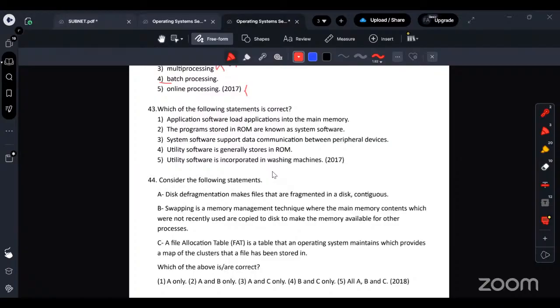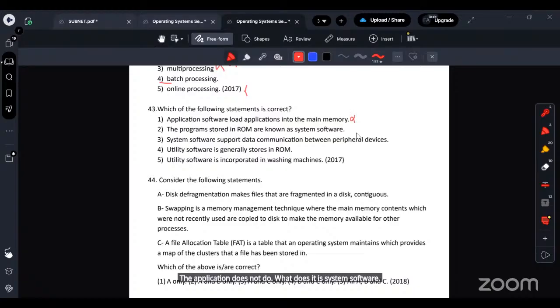So that's another 2017 past paper question. Which of the following statements is correct? Application software loads applications into main memory. It is false because the operating system is a type of system software, not application software, and it is responsible for loading applications into main memory. The application does not do it. What does it? The system software.